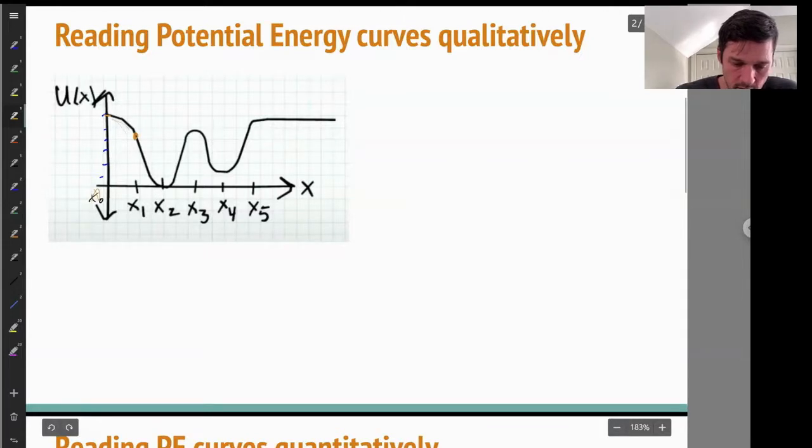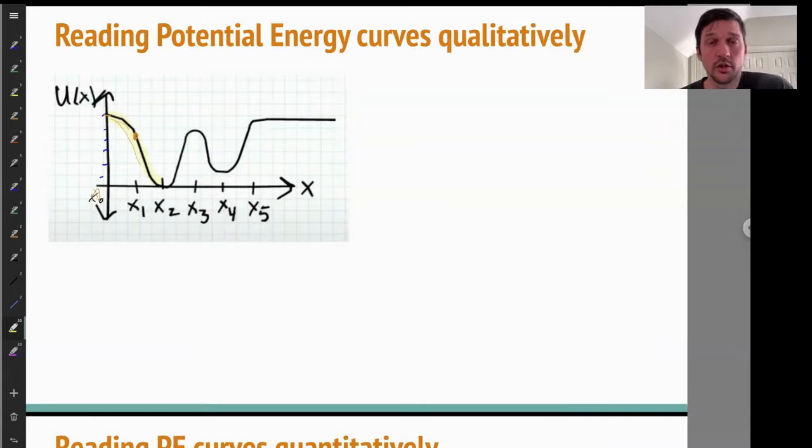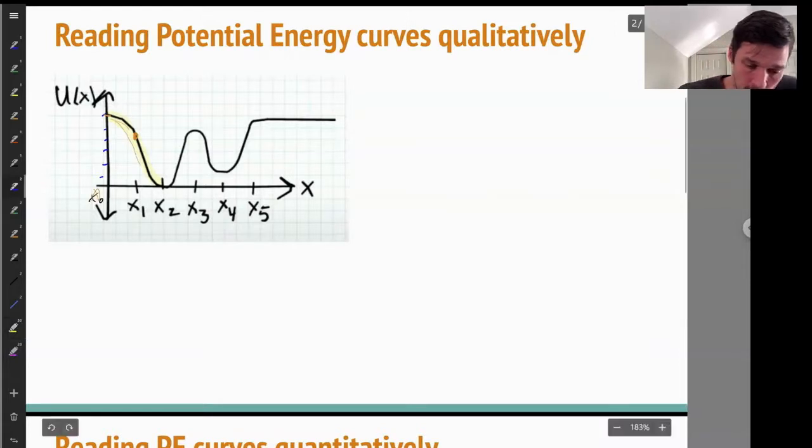If we look at this entire region, we can see that everywhere in that region between x0 and x2, the slope of the graph is negative. So just by virtue of seeing a negative potential energy slope, that tells us that the force is positive. So that means there's going to be a push to the right. Positive force, negative slope, positive force for this entire region.